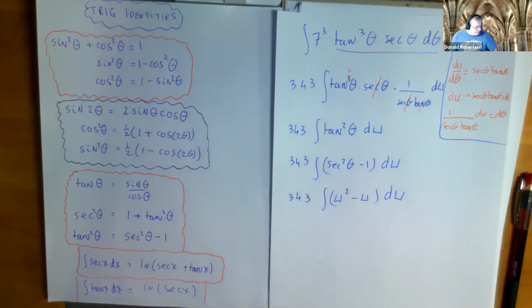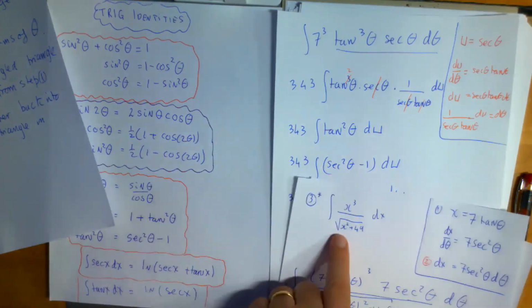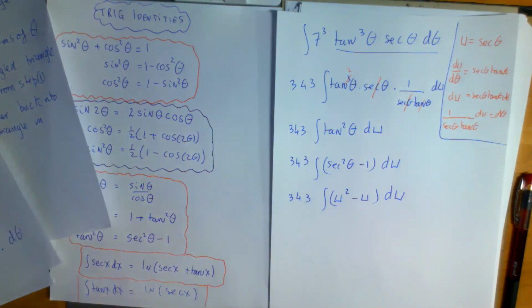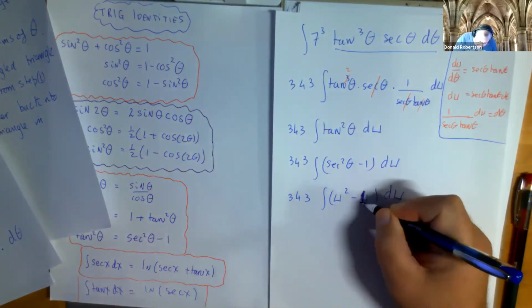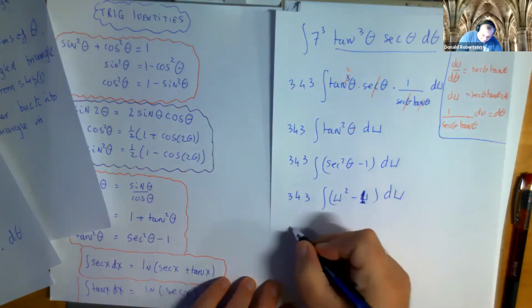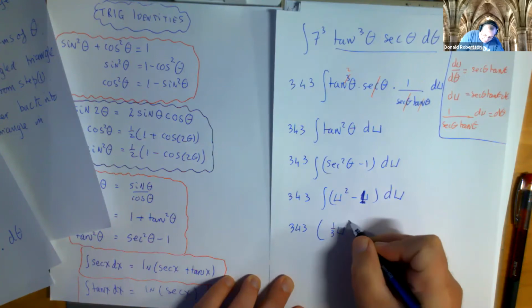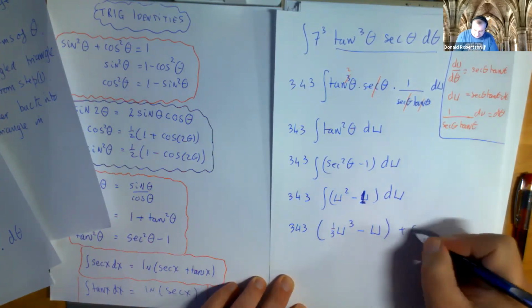Now, this question has traveled a long way from its original format. It originally was that guy. Shouldn't that be u squared minus 1? Oh, yes. You know what I'm doing? I'm integrating before I should have. That's a 1. So 1/3 u cubed, take away a u, plus c.